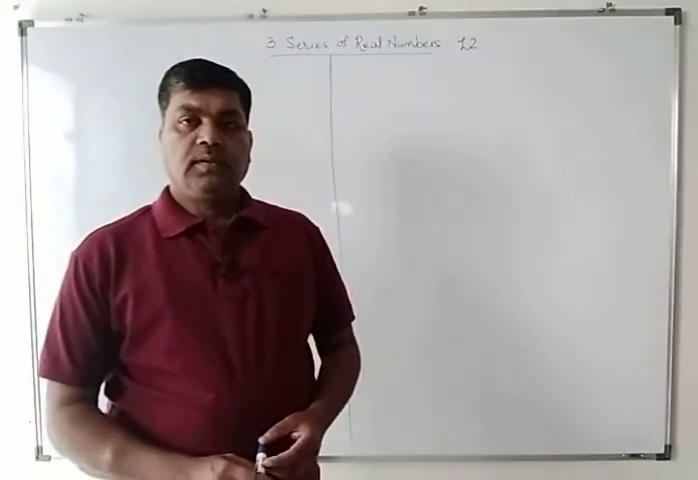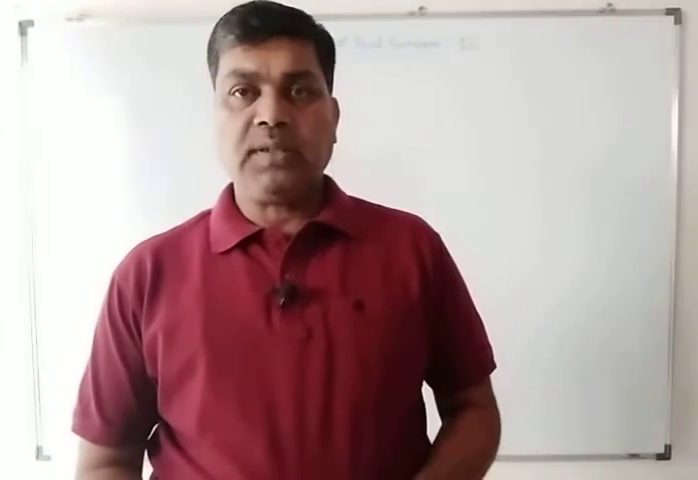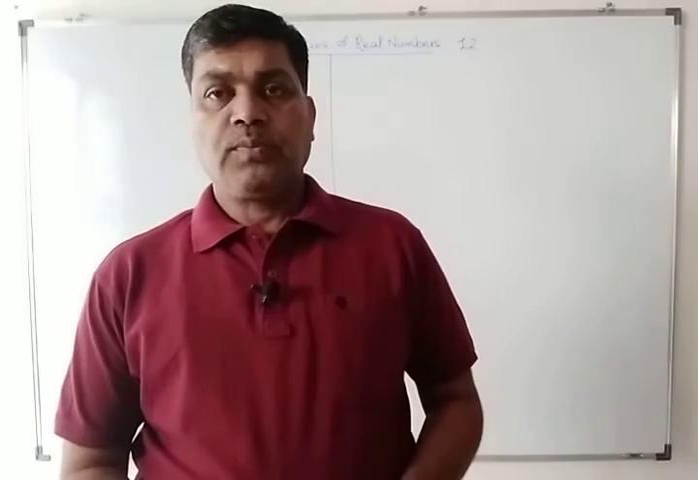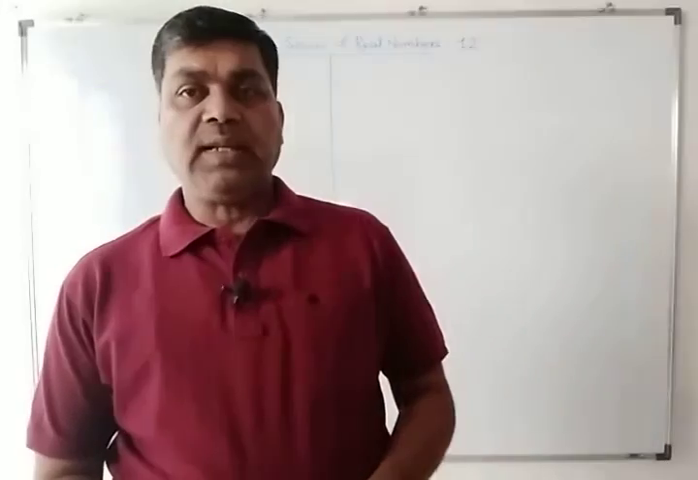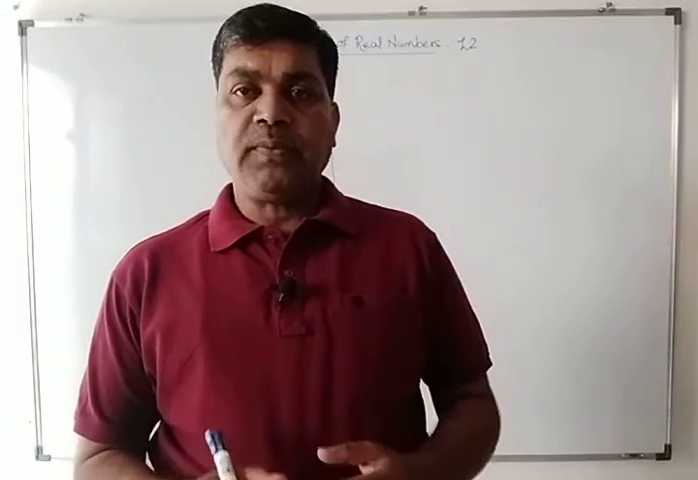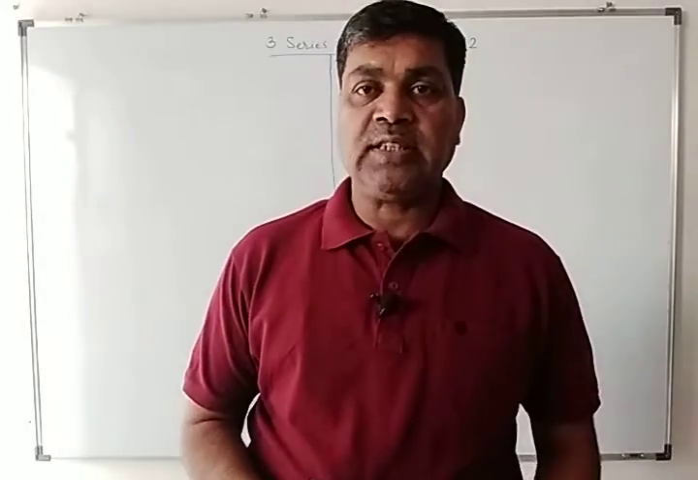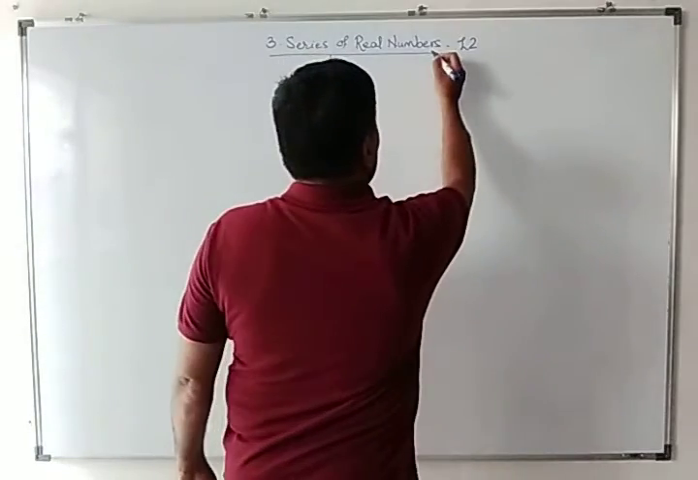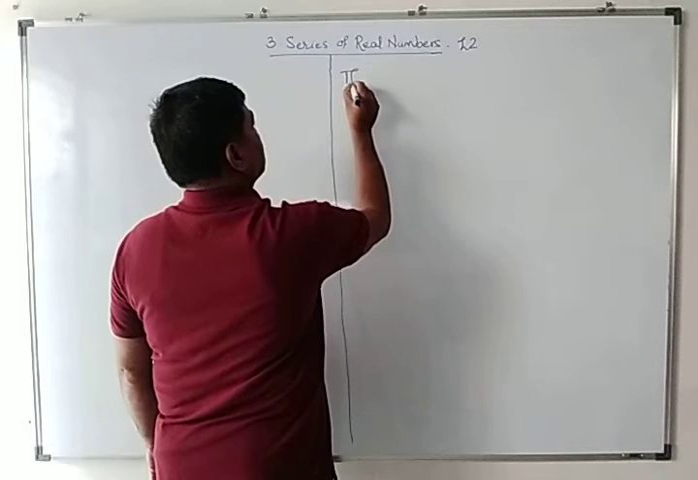Hello friends, in the previous lecture we talked about the convergence and divergence of series of real numbers, and we studied the necessary condition for convergence of a series of real numbers. That is, if summation of an is a convergent series, then the limit of the nth term an must be 0, so an approaches 0 as n tends to infinity. So we'll take the algebra of convergent series theorem.